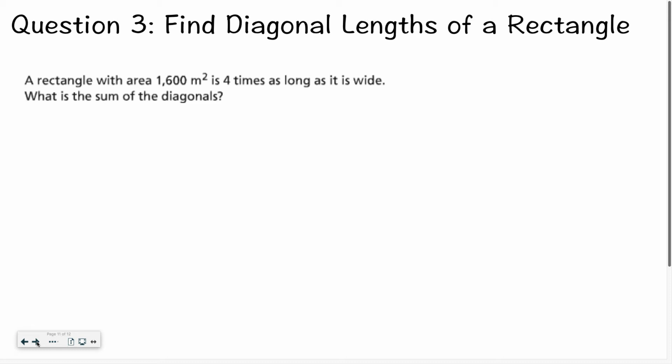All right, this is the last question for you to do. So we have a rectangle with an area of 1,600 meters squared that is 4 times as long as it is wide. What is the sum of the diagonals? Why don't you go ahead and see if you can solve this problem? I recommend drawing a picture, and good luck.